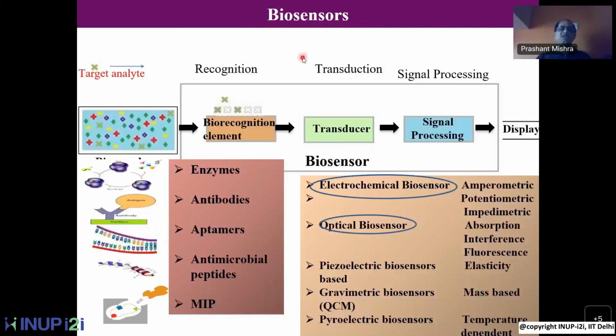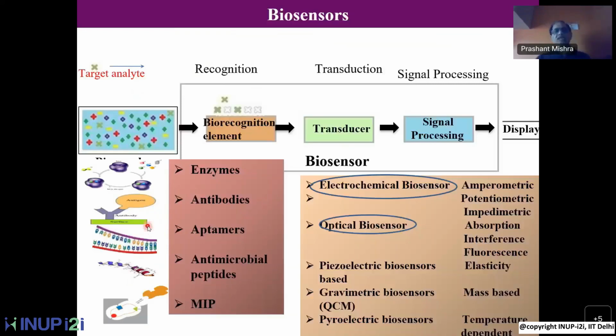Now here it is very important because the recognition of a biosensor is very specific and the kind of affinity they have is very high. So let us see, if I have a target analyte, it could be an antigen, an antibody, a DNA molecule, a substrate for an enzyme, a fragment of DNA, mRNA, and so on. Now, what could be the recognition element? Suppose I have a substrate. Here, you will have an enzyme as a recognition element.